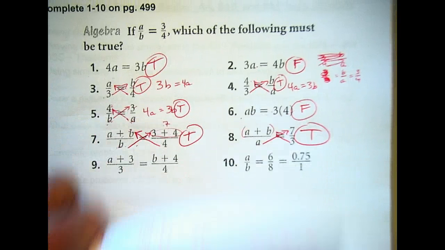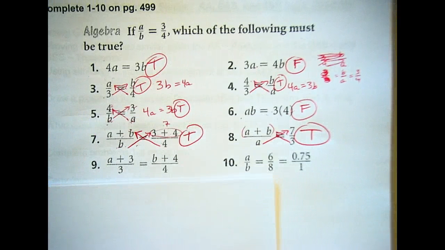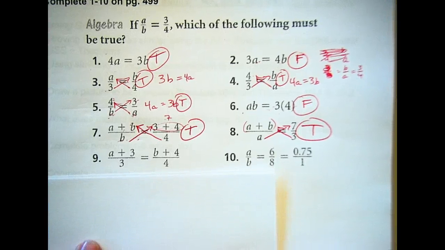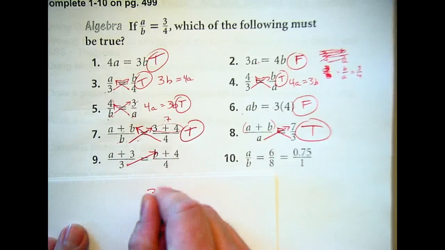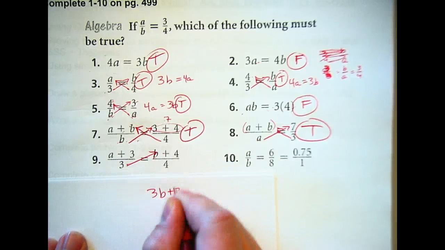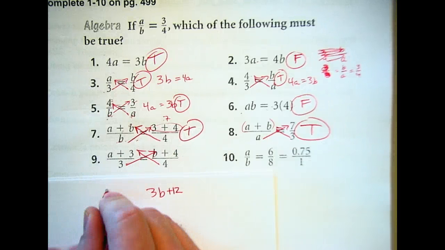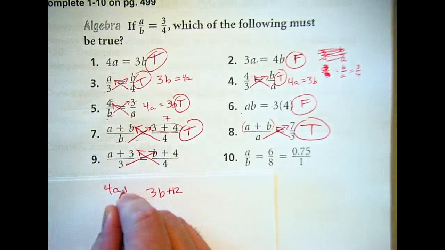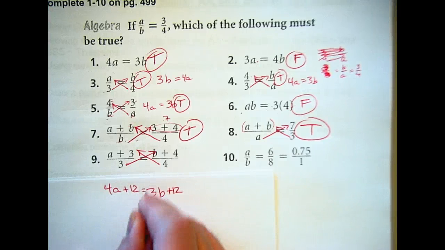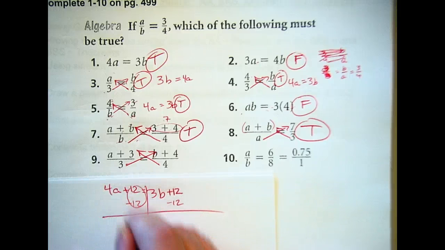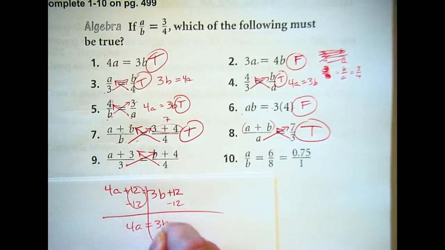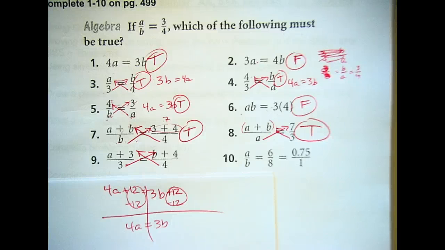Okay. Number 9. Is number 9 true? No. We're getting a little better at distributing. What's this times this? 3B plus 12. What's this times this? 4A plus 12. Subtract that 12. We had 4A equals 3B. Yeah. It's true.